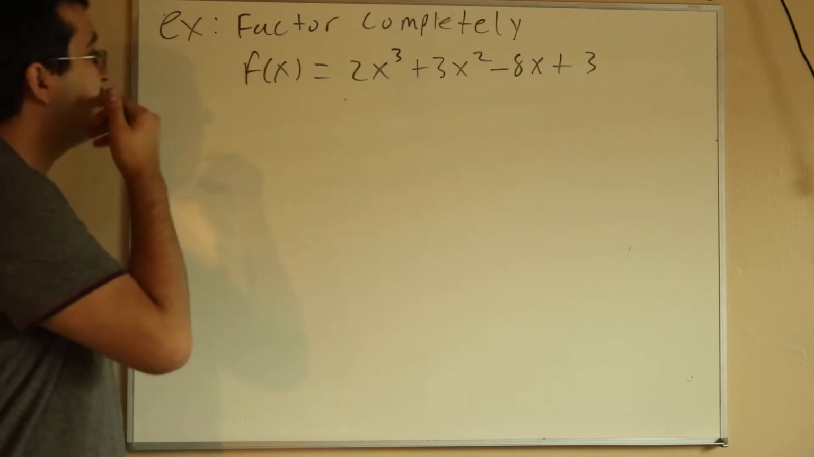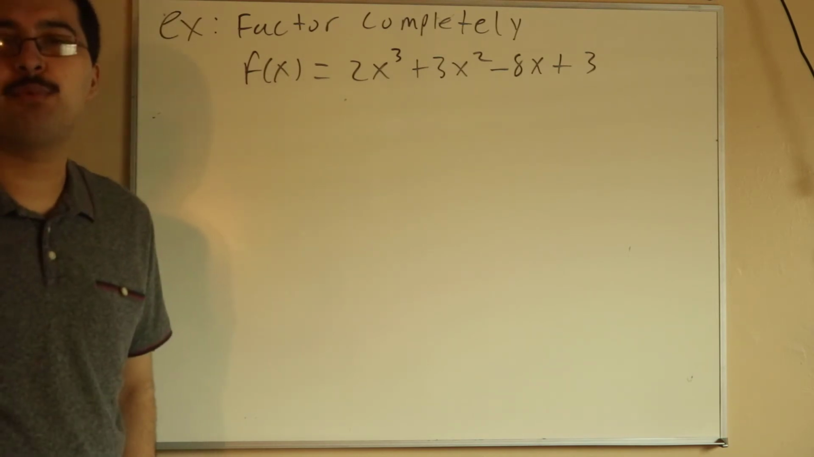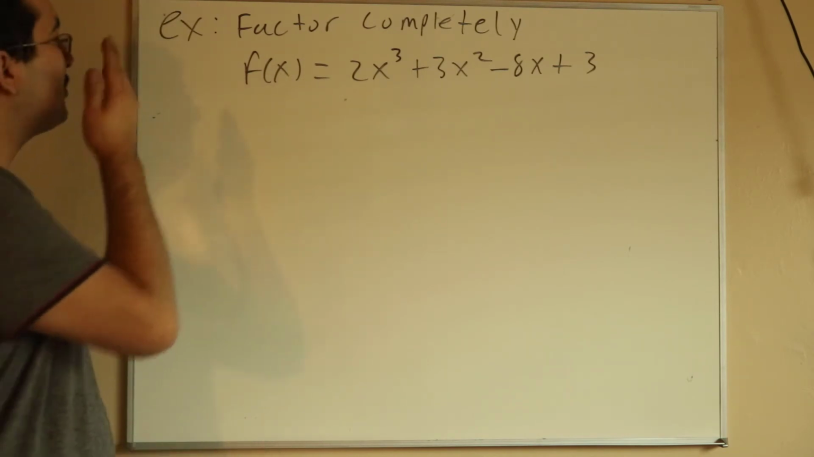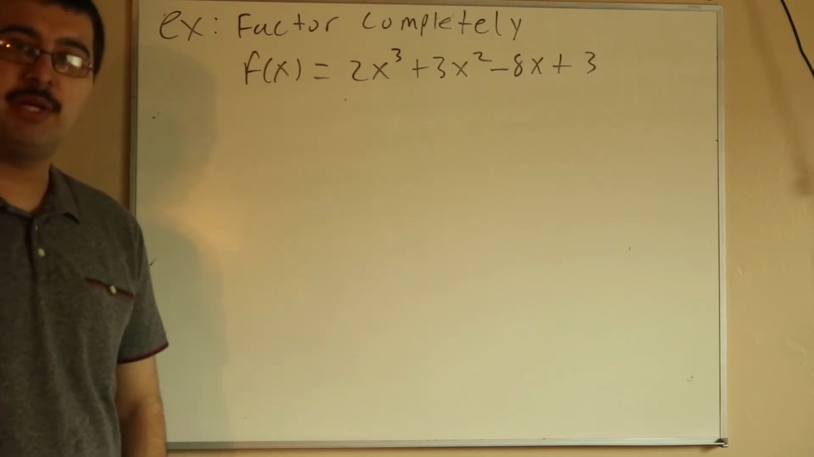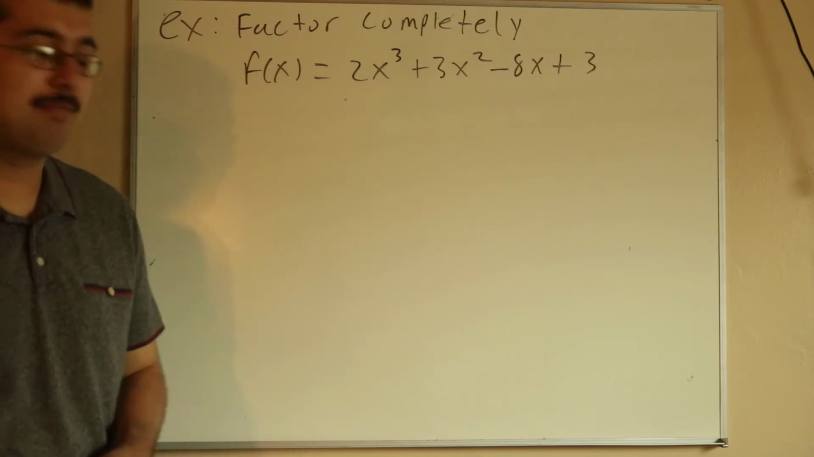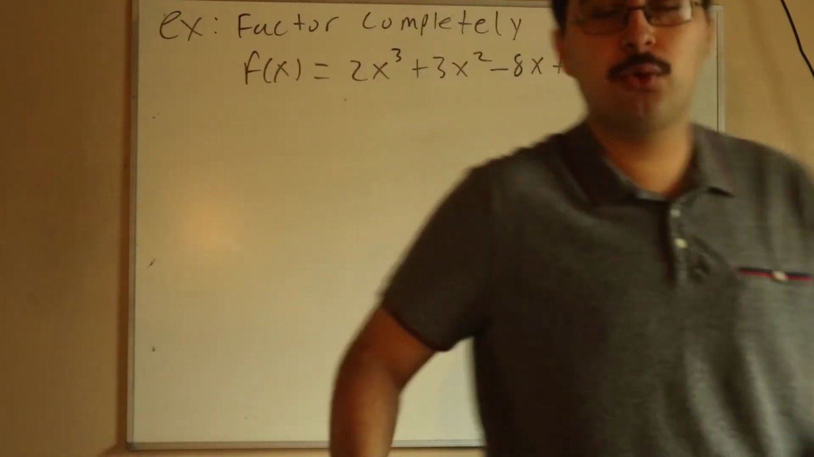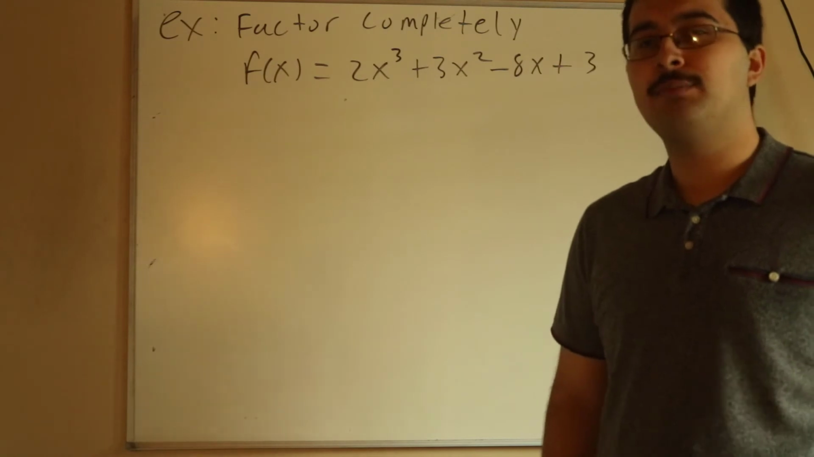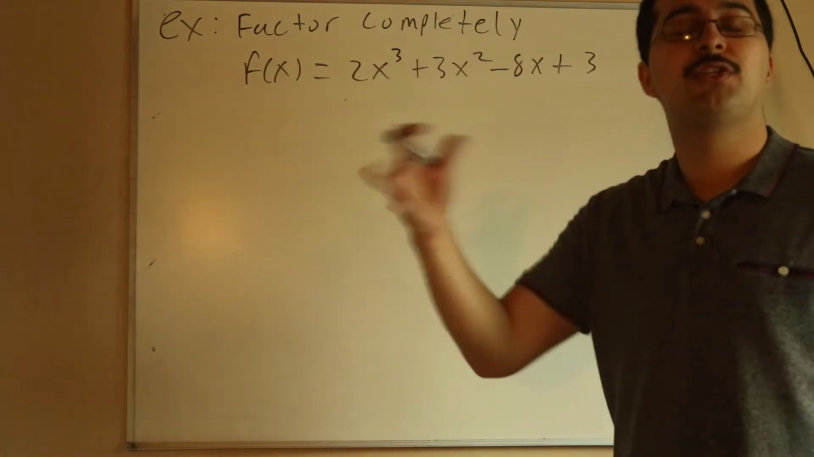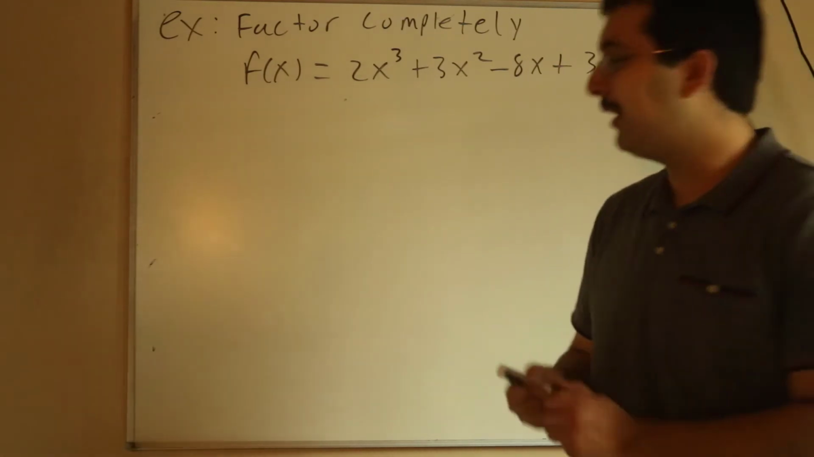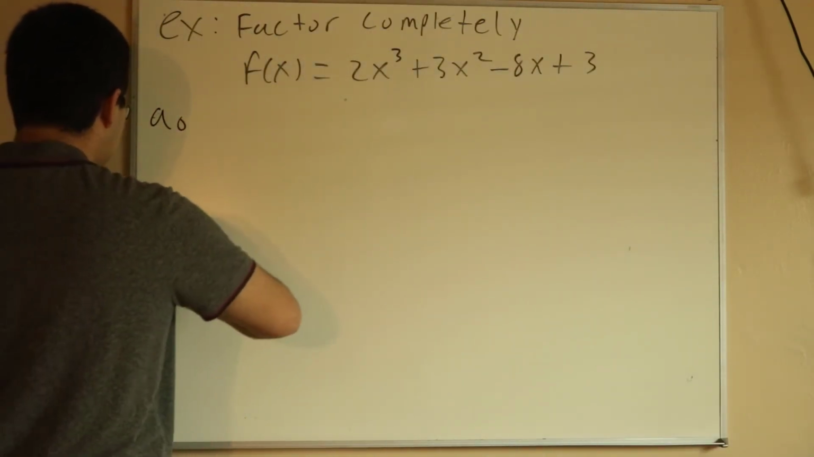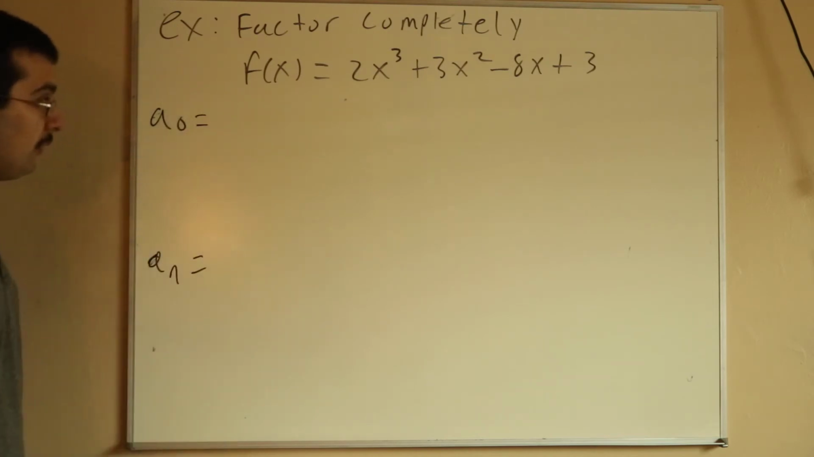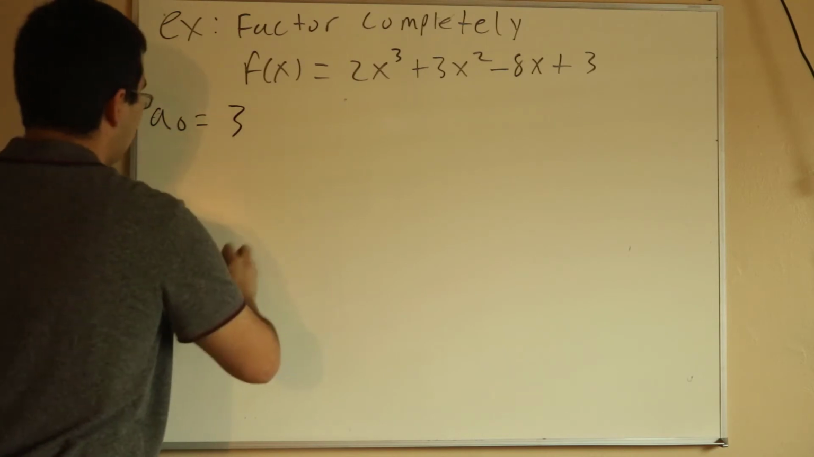Alright, so let's go ahead and actually walk through an example that uses this process we just defined. In other words, let's factor completely the following polynomial function: 2x cubed plus 3x squared minus 8x plus 3. This is higher order. It is order greater than 2. So if I want to factor this completely, our process tells us to start with the rational zeros test. So in other words, let's identify what my a naught and my a n are. You should be able to identify those quickly, and that's going to be 3 and 2.